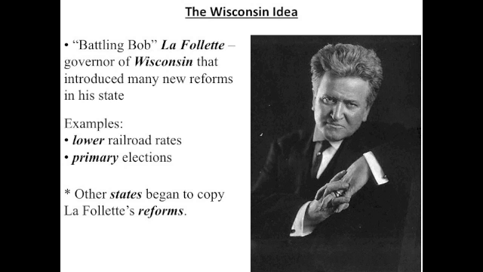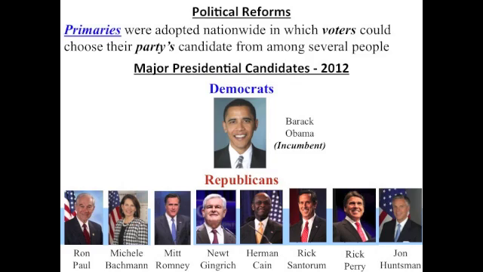In order to fix the things that were wrong with the U.S., you had multiple reforms that were taking place. One of them had to do with the governor of Wisconsin, Bob La Follette, and it becomes known as the Wisconsin idea. So basically, things that he starts doing include lowering the railroad rates and primary elections. Primary elections is something huge, it's something that we still have today, and it started because of the governor of Wisconsin. So we're just coming out of an election year, so primaries should be somewhat fresh in your minds.